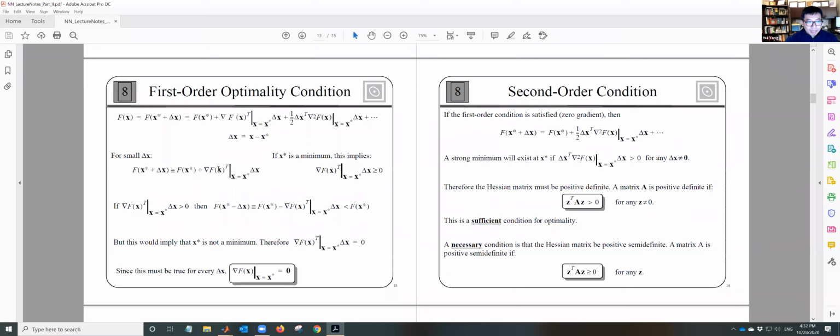Therefore, you have to make sure this gradient equals 0. Since this must be true for every delta x, the gradient has to be 0. So this is the first order optimality condition. That means your gradient should equal 0, then x star is a minimum.